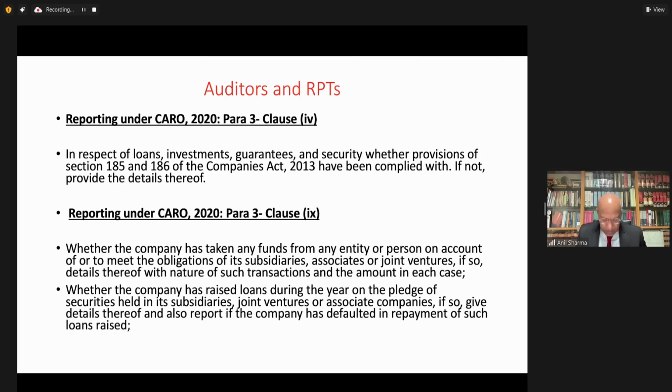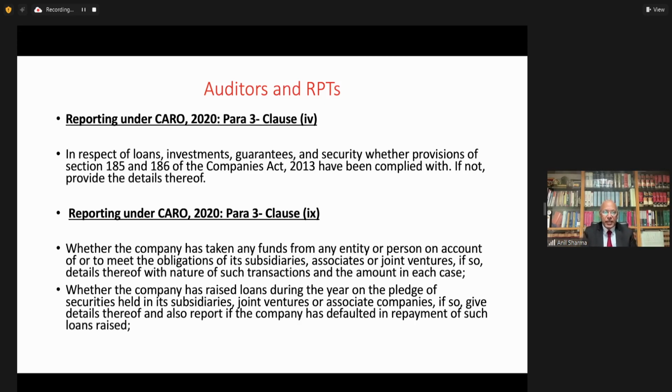Now you can see here, once again, you can visualize why such reporting has been brought under CARO, because in a number of cases where bank fraud was detected, forensic reports established that the company had taken funds from other parties or from banks, and further transferred those funds to its subsidiary, associate, or joint venture, because those companies were not having funds and were defaulting somewhere. So just to meet their obligation, they have taken funds and transferred them. So it is a clear-cut case where the company has really done something which is prejudicial to its interest.